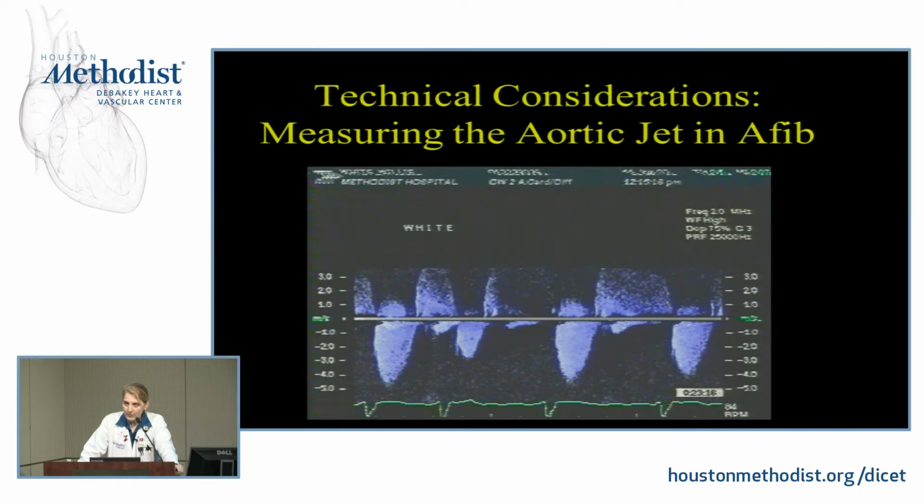Or you can take the most representative RR interval. So that's the one that occurs the majority of the time, and you can measure that RR interval on pulse wave, and you can measure that RR interval on CW, and you can match them. And as long as you've got the same RR interval and it looks like it's the one that's happening the majority of the time, it should again get you in that ballpark of severity of aortic stenosis.